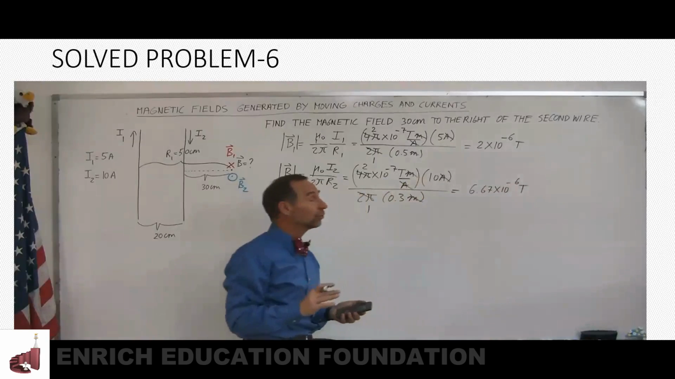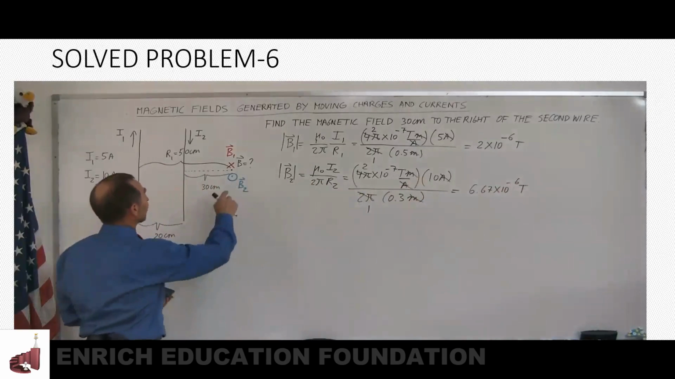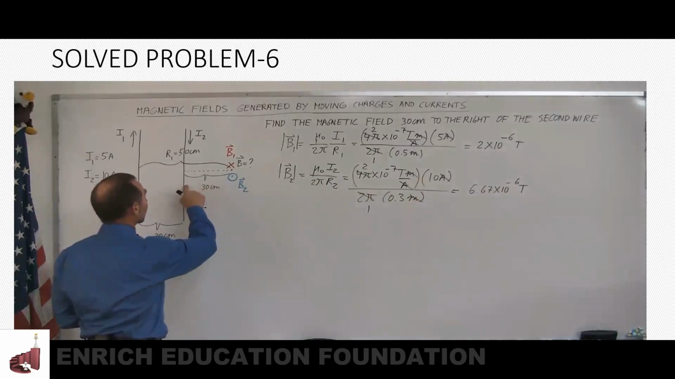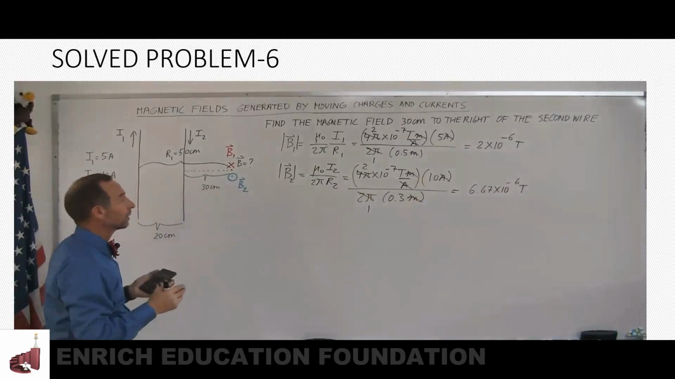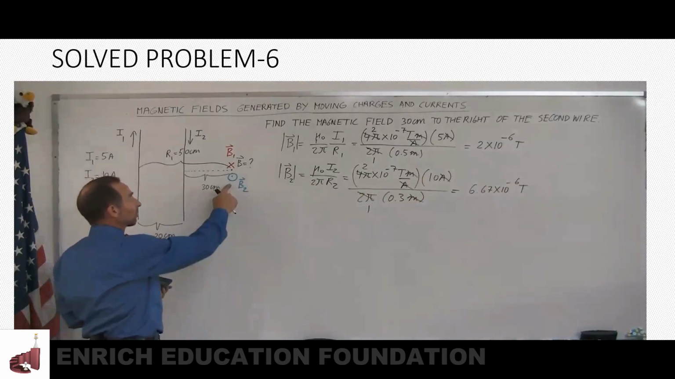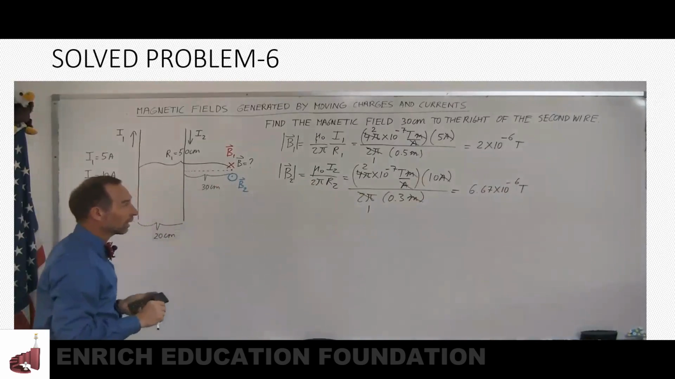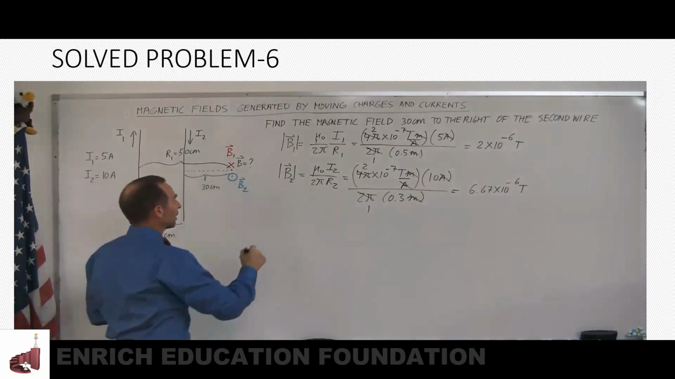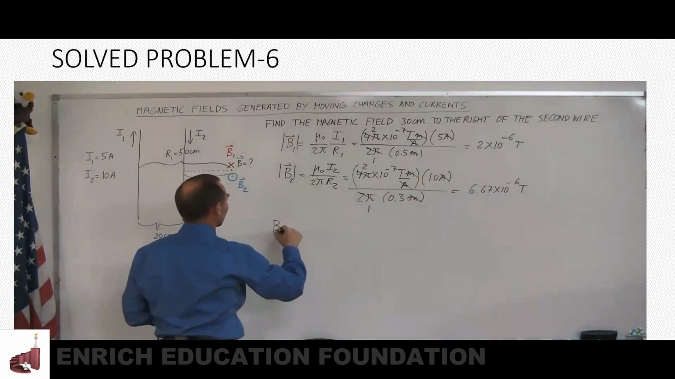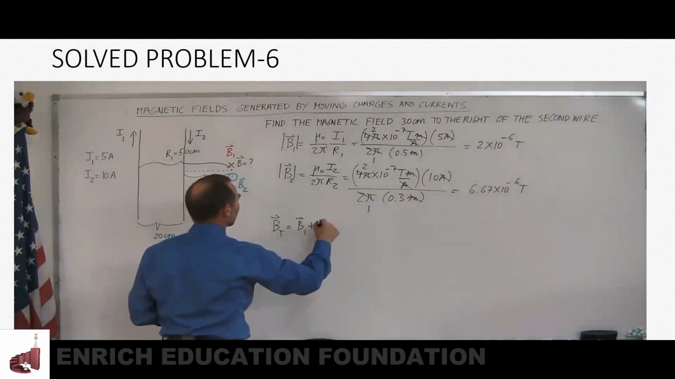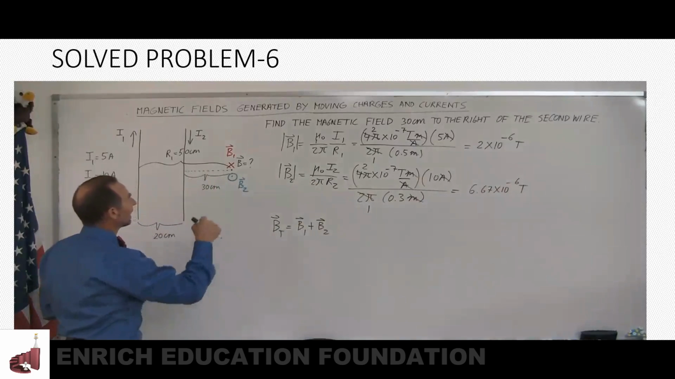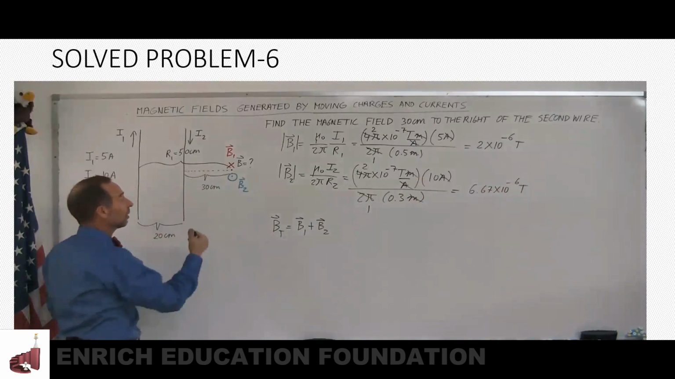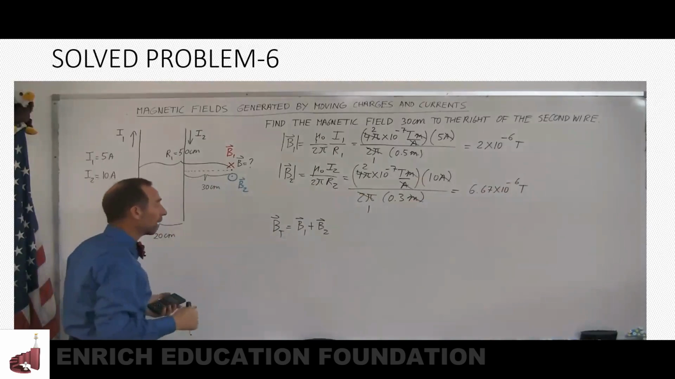Now notice the magnitude of the magnetic field caused by the second wire is much larger than the magnitude of the magnetic field caused by the first wire. So the net magnetic field direction will be in the same direction as the larger portion of the magnetic field. And so we can now say that the total, B total, is simply equal to the sum of B1 plus B2. Now notice that B1 is into the board, let's call that negative.